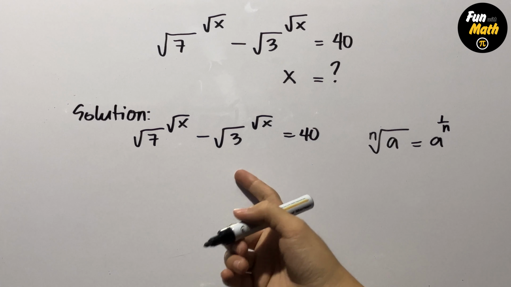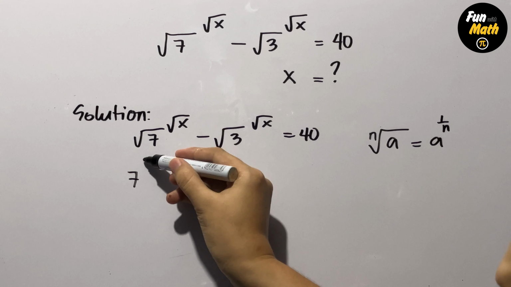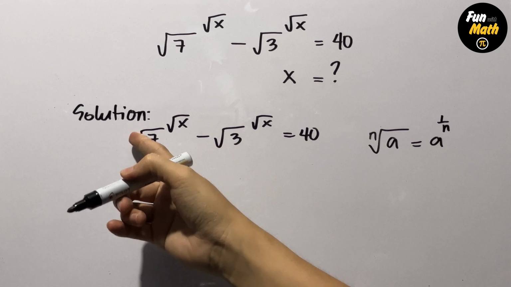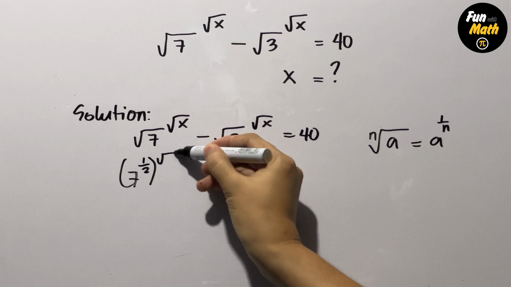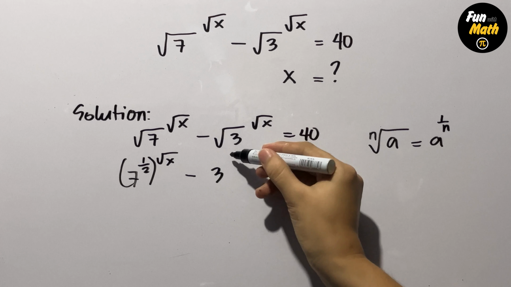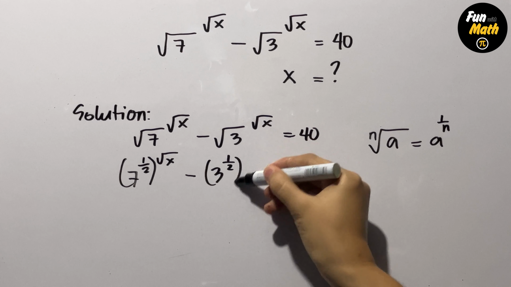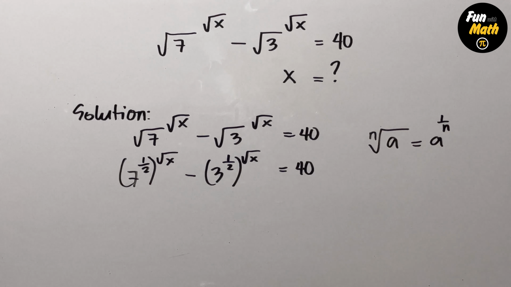So for this, we can write it as 7 to the power of 1 half, since this is a square root, whole to the power of square root of x, minus 3 to the power of 1 half, whole to the power of square root of x, equals 40.